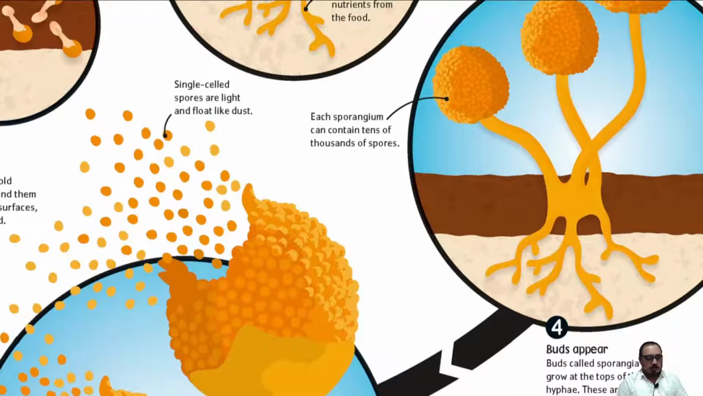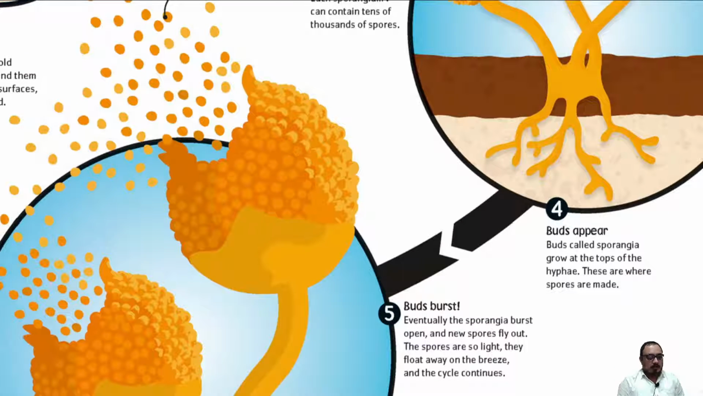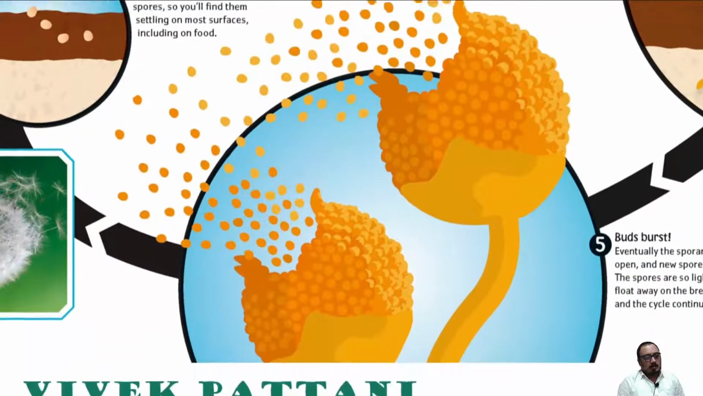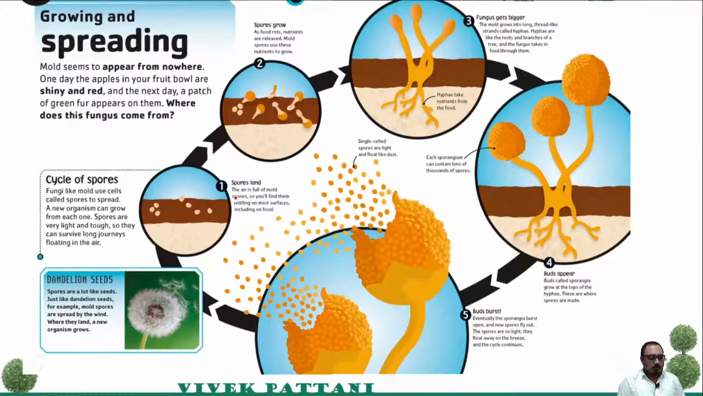These round buds, which are sporangia, basically burst, and the new spores which are present in these buds fly out, and these spores are so light that they can float on the breeze, and similarly the cycle continues. When they move to a new environment, these spores germinate on the given medium.